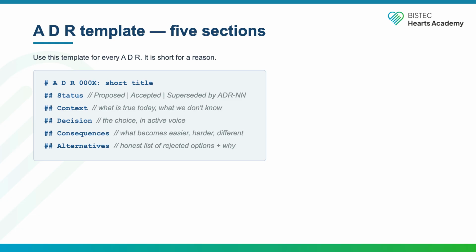Section 3, context. What is true today, what we don't know. Section 4, decision. The choice in active voice. Section 5, consequences. What becomes easier, harder, different. Section 6, alternatives. The honest list of rejected options and why. 5 sections. 500 words at most. The discipline is brevity.